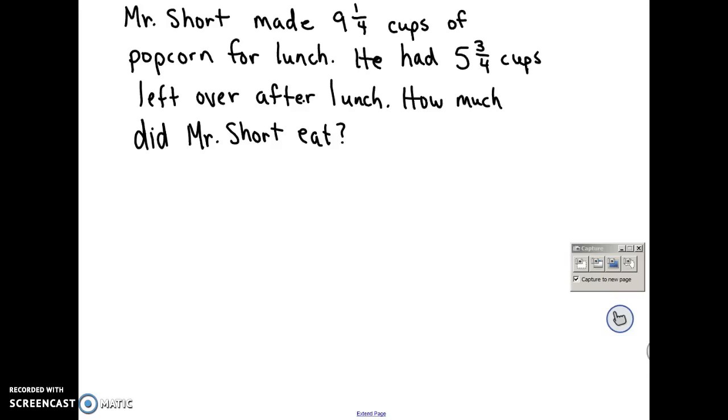All right, let's try one more. This question is about Mr. Short. Mr. Short made 9 1/4 cups of popcorn for lunch. He had 5 3/4 cups left over after lunch. How much did Mr. Short eat? Now think about this. The question, of course, is how much did Mr. Short eat? What do we know? We know he started with 9 1/4 and that he ended with 5 3/4.